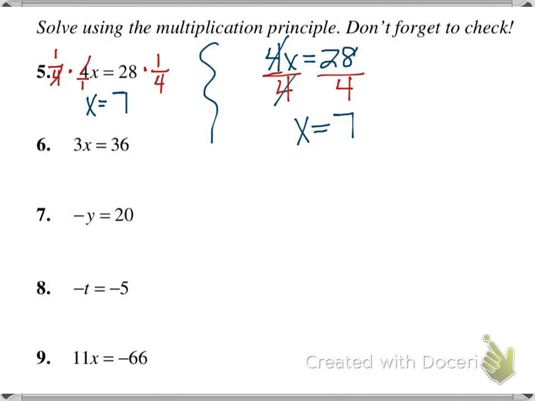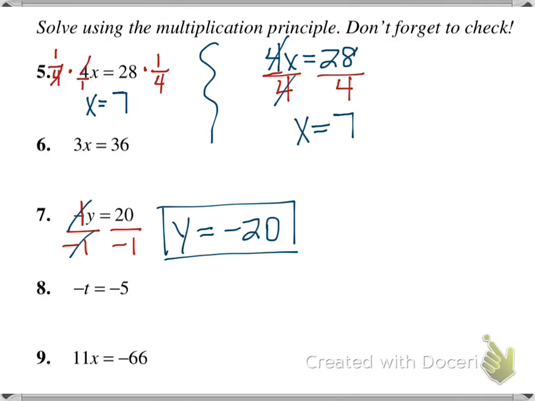So sometimes they get kind of tricky, like number 7. It's negative y equals 20. Think of the imaginary 1 that's in the front of that y. So then you could divide both sides by negative 1, and you're going to get positive y, because those negative 1's cancel, equals negative 20. So even if you don't see a number, just remember that there is that imaginary 1 in front of the variable.